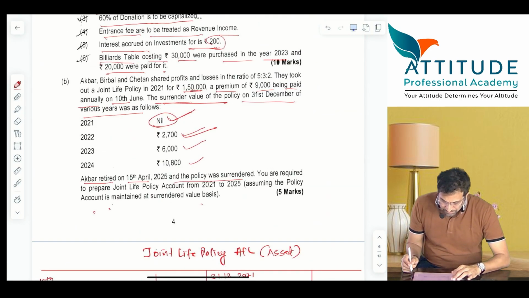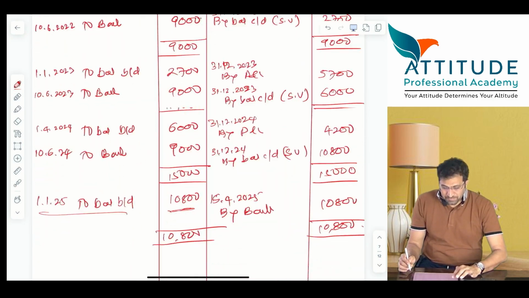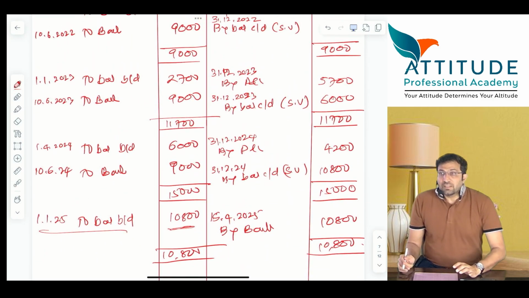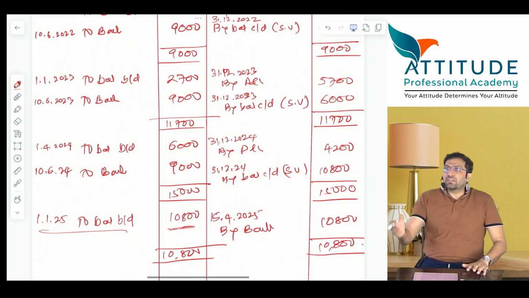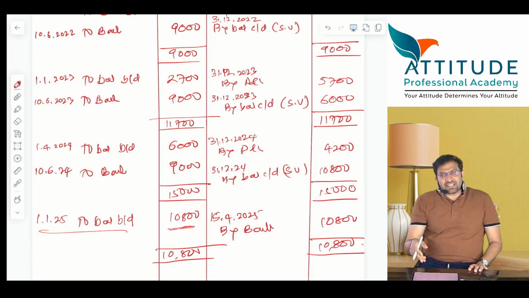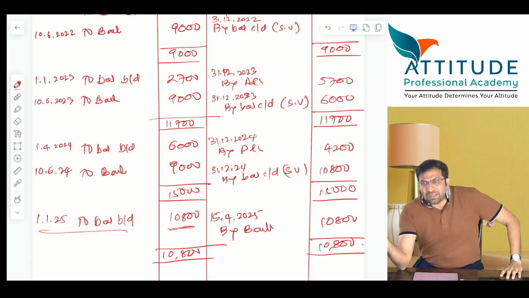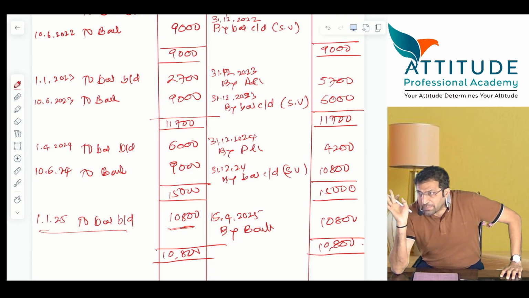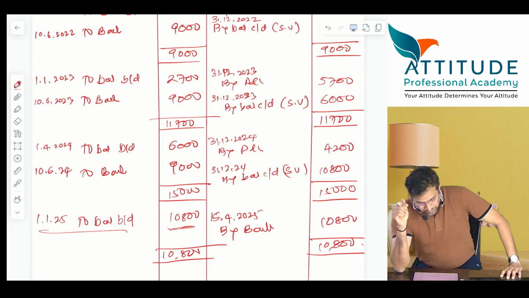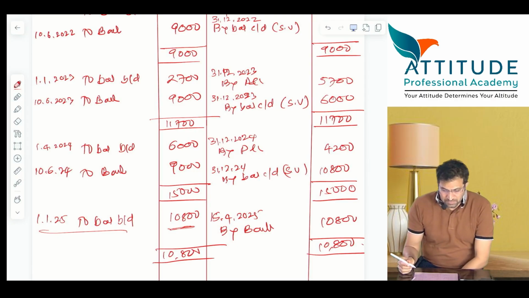How many marks is the question? 5 marks. You got 5 marks. Got it? It is easy. It is treated as an asset. So the asset will be the closing balance. The difference will be transferred to P&L. This is method 2. Any difficulty? Clear?